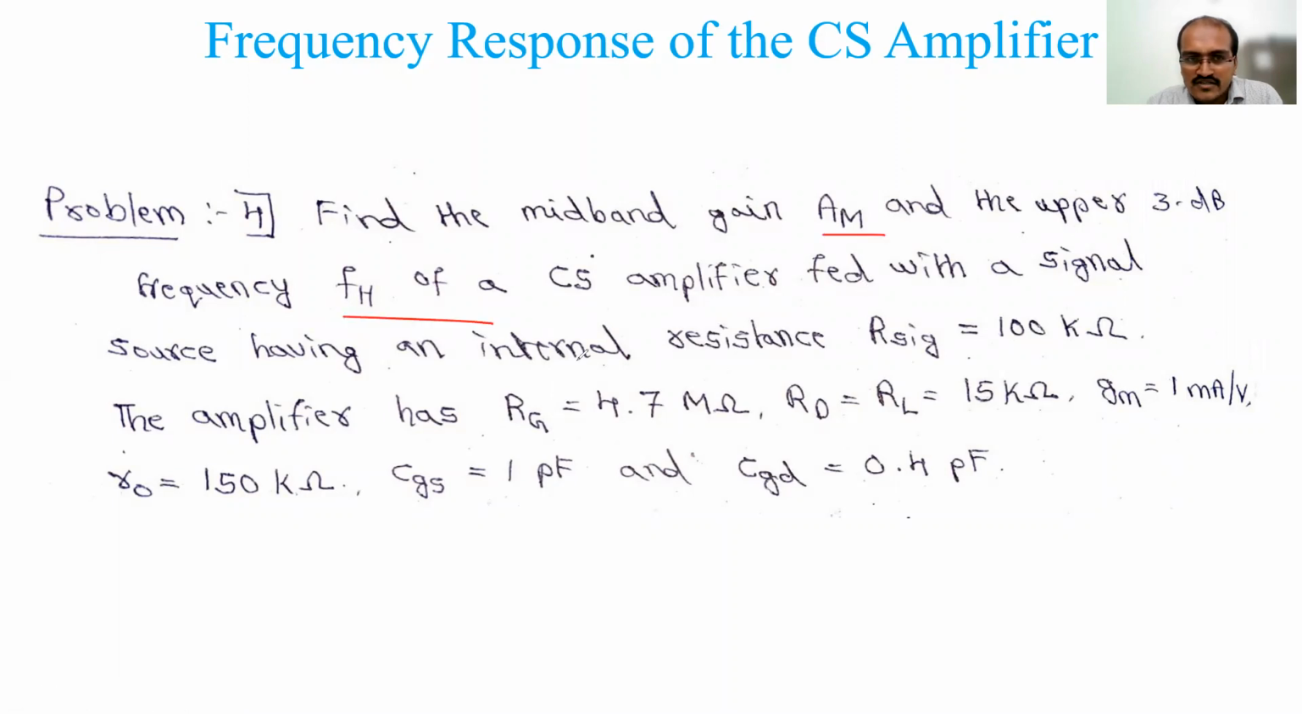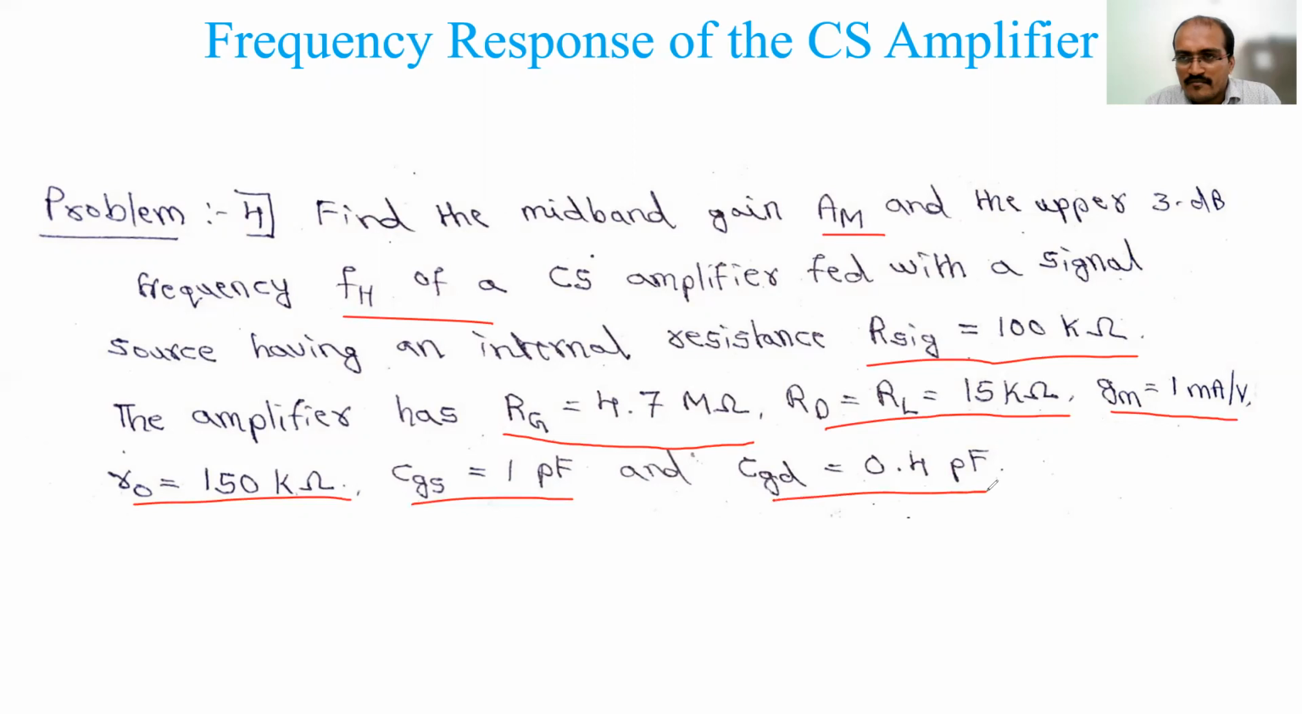The amplifier is fed with a signal source having an internal resistance R signal equal to 100 kilo ohm. RG is equal to 4.7 mega ohm. RD equal to RL is 15 kilo ohm. GM is 1 milliampere per volt. R0 is 150 kilo ohm, CGS is 1 picofarad and CGD is 0.4 picofarad.